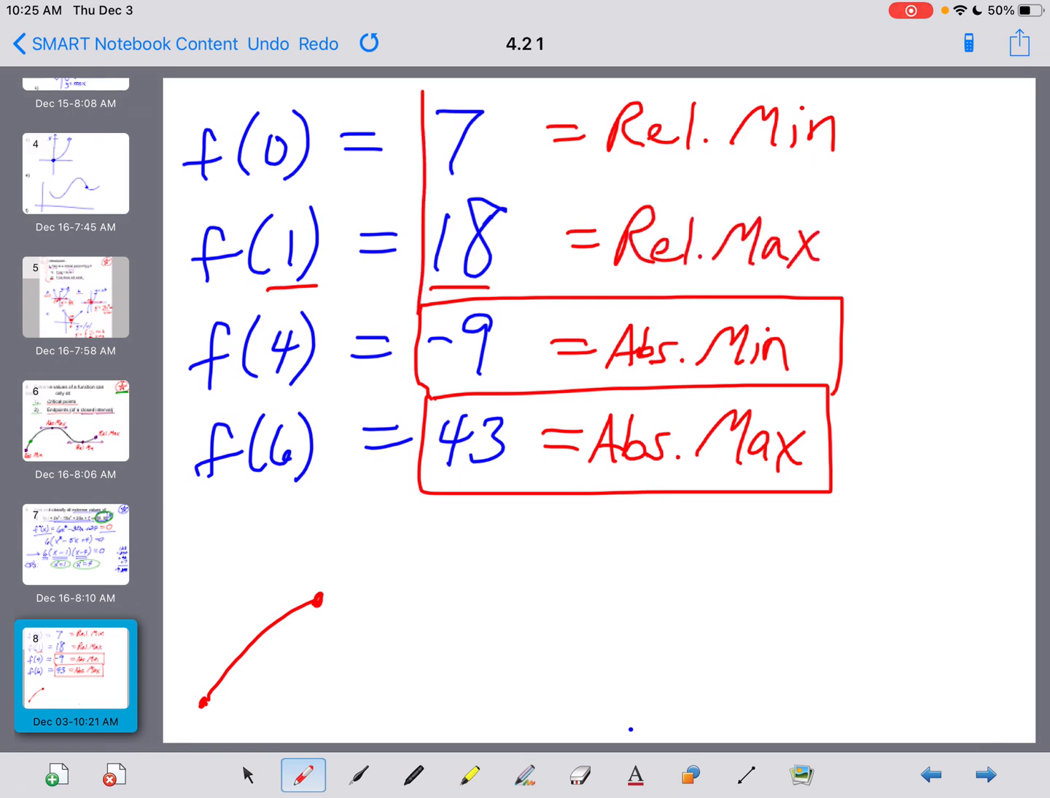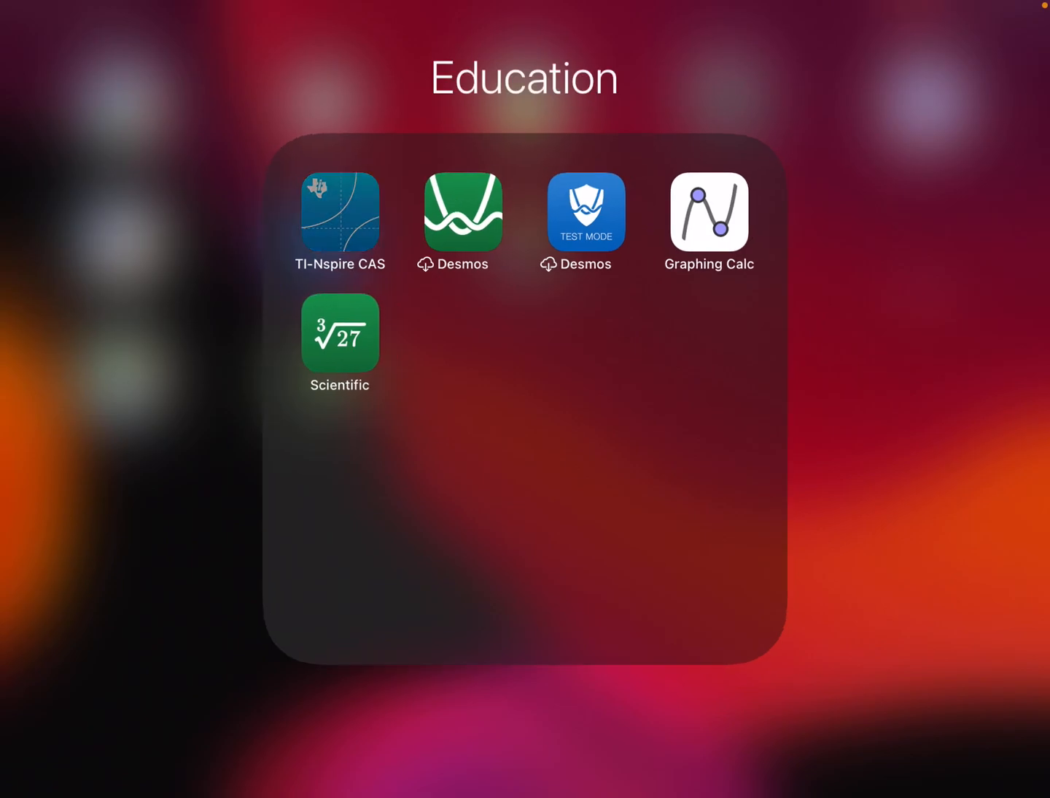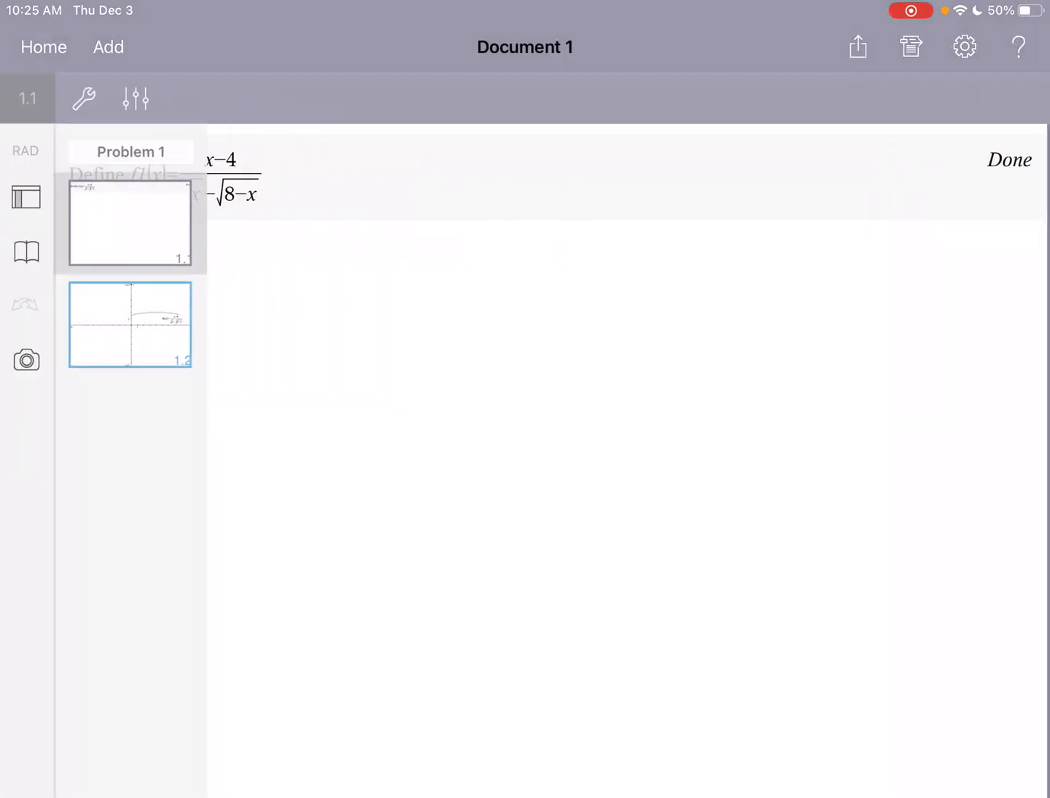Okay, so there we've found and classified all of our extreme values within this particular function. Now, just to illustrate what's going on, let's take just a second. I'm going to go to my CAS app here. We're going to graph this one just to verify that what we did here was correct. So let me go here.